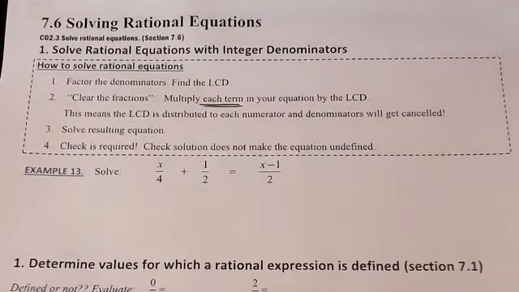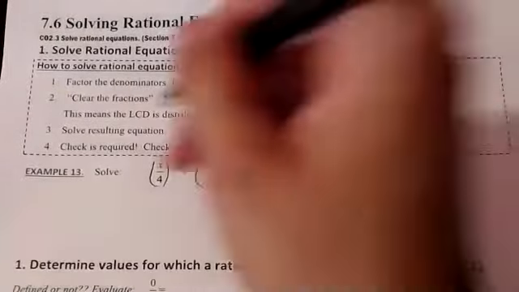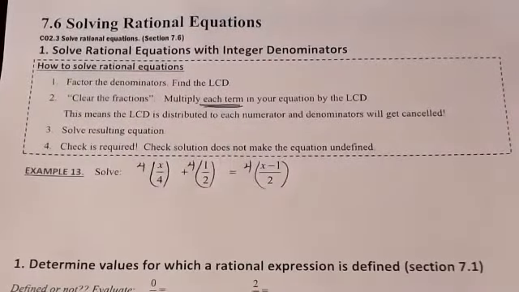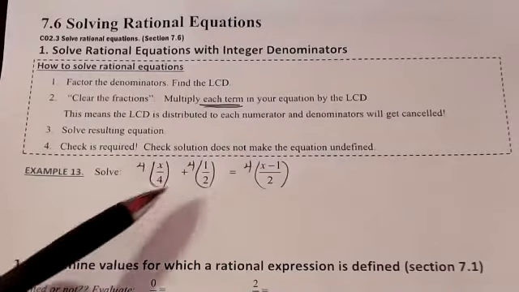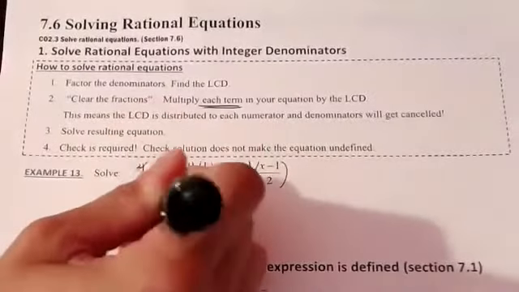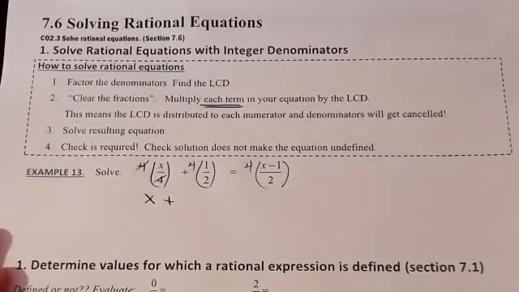Someone shout out, what is your LCD? 4. Yes, 4, absolutely. Take every term and multiply it by 4. Place each term in parentheses. In the first term, what happens? Shout it out. 4's cancel. Beautiful. 4's cancel. That leaves you with x. Someone else, in the second term, what happens?